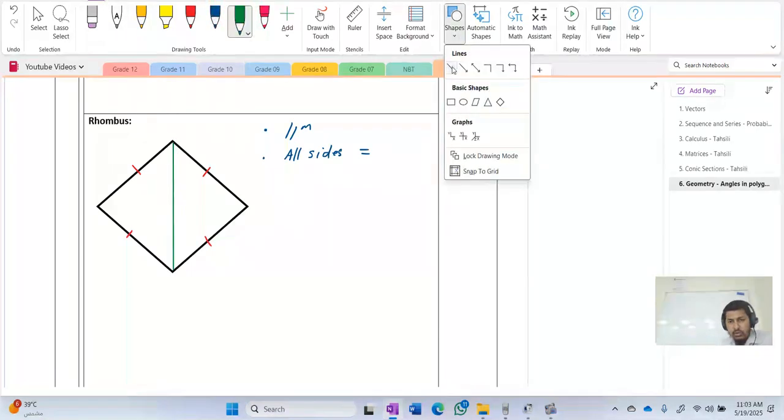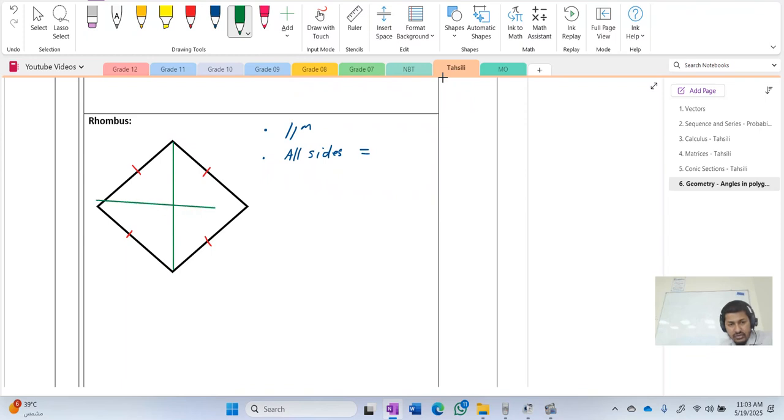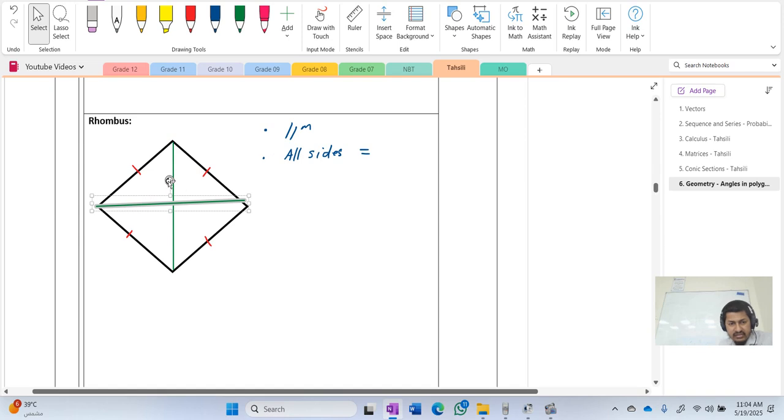Right, so what we are saying is that the diagonals of a rhombus intersect at 90 degrees. So the diagonals are perpendicular. The intersection of the diagonals is perpendicular. Very important property of a rhombus. Right, so what we're saying is they meet at 90 degrees.